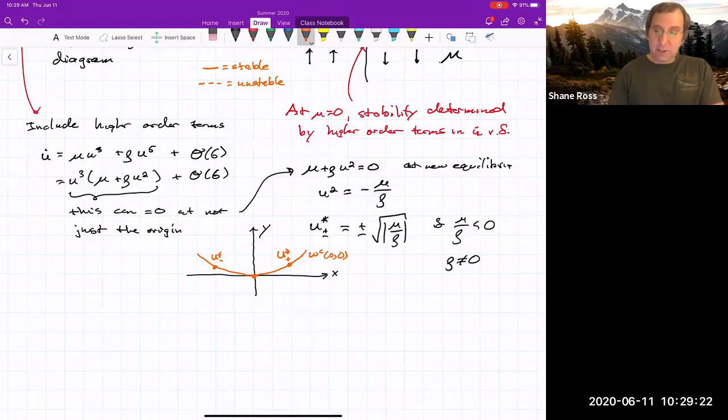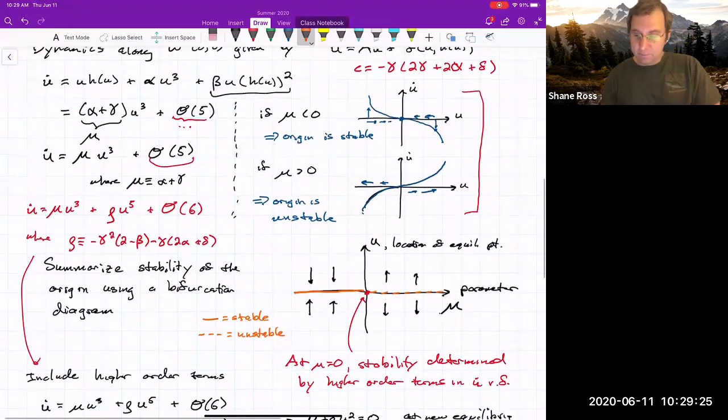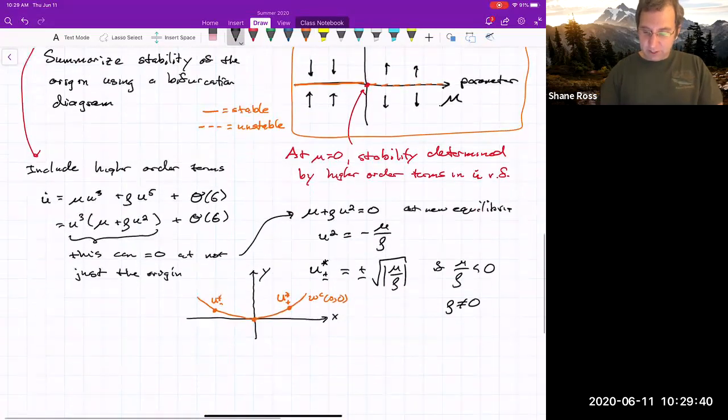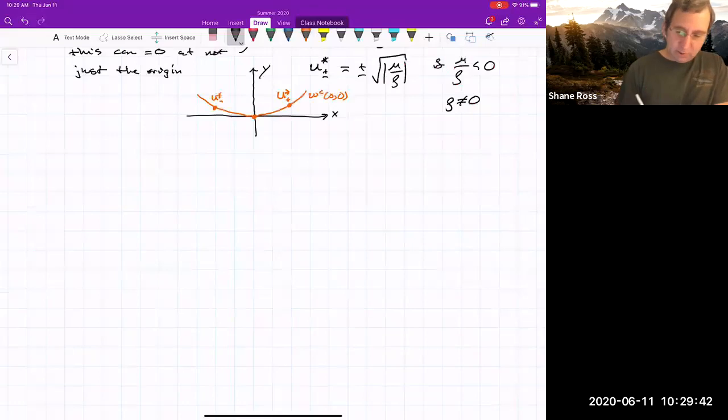So we can now summarize a more complete bifurcation diagram, right? This was our first attempt at a bifurcation diagram, and it leaves things to be desired because we don't know what happens at mu equals 0, and we didn't include all the higher order terms. So now we'll look at two cases: if rho is less than 0 and if rho is greater than 0. So if rho is less than 0, so what are we doing? These are updated bifurcation diagrams.